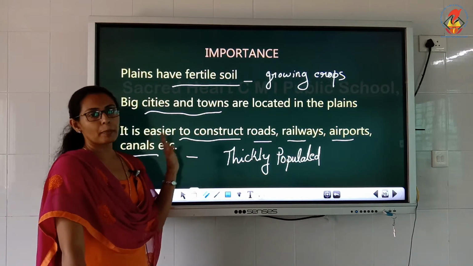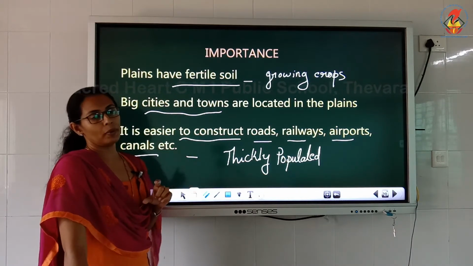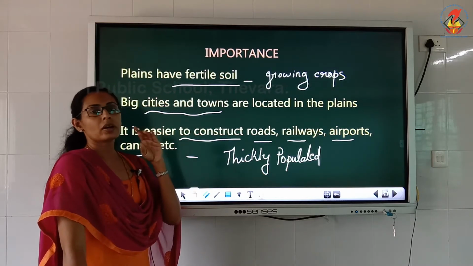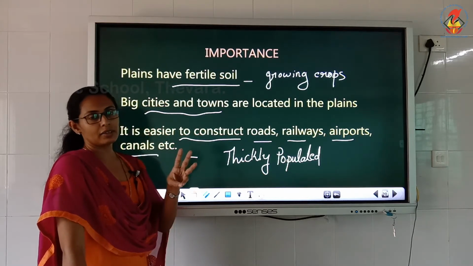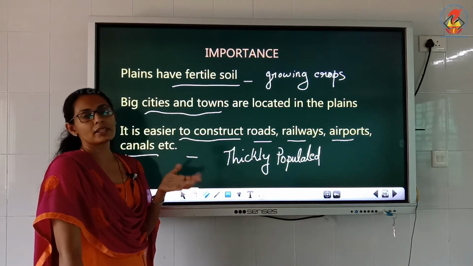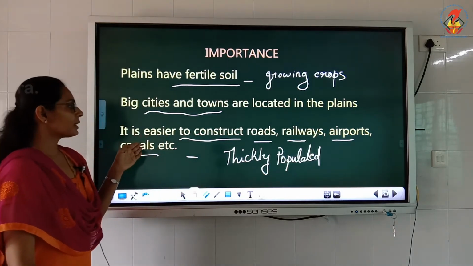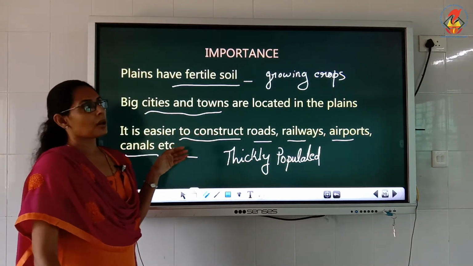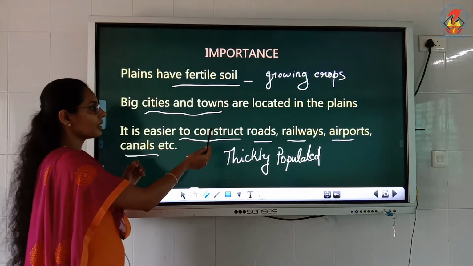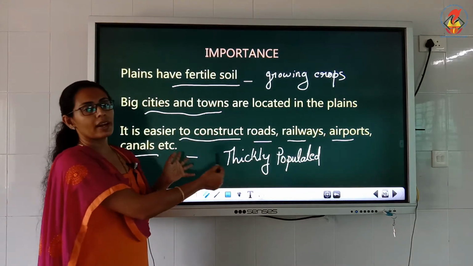Understood, children? The plain areas are thickly populated, but we studied that mountains are thinly populated because of less soil, cultivation is very slow, the harsh climate is not suitable, and it is not easy to construct roads. But in plain areas, there is fertile soil, and big cities and towns are there. We are constructing roads, railways and everything.